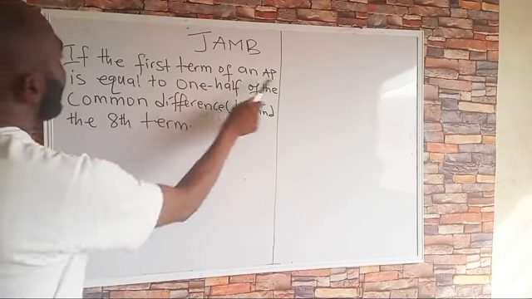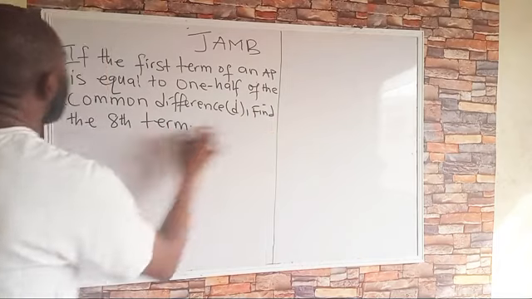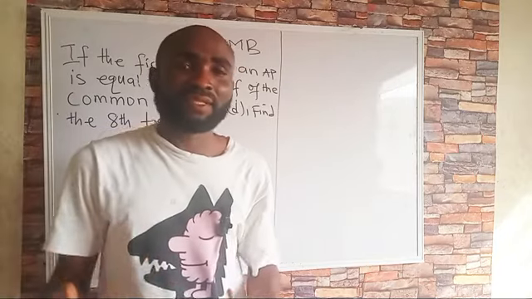If the first term of an AP is equal to 1/2 of the common difference, find the 80th term. This is the kind of JAMB question you should be expecting this year.